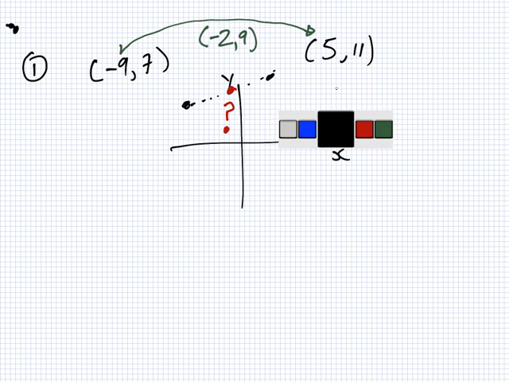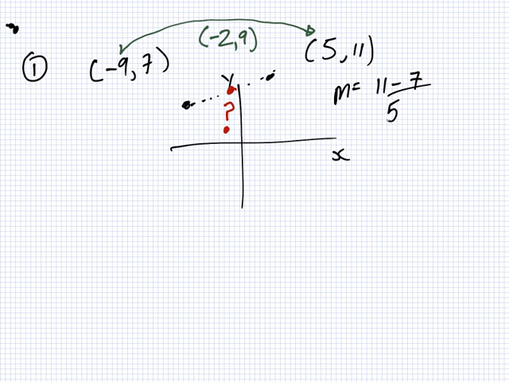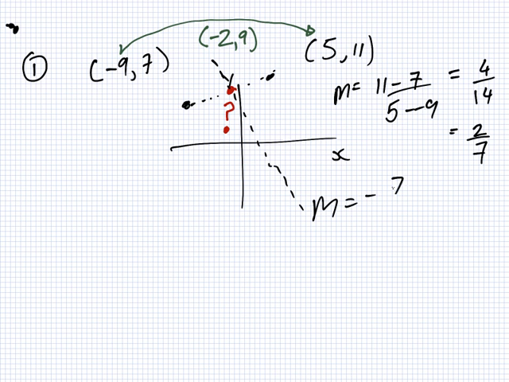Now we'll need to get the slope. That's 11 minus 7 over 5 minus 9. That's 4 over 14, that's 2 over 7. So the perpendicular one we want is minus 7 over 2. So we have y equals mx plus c.